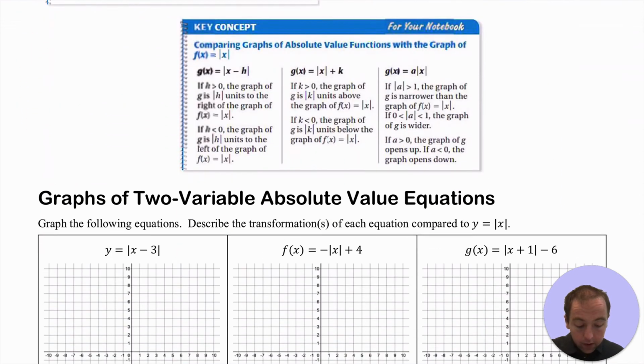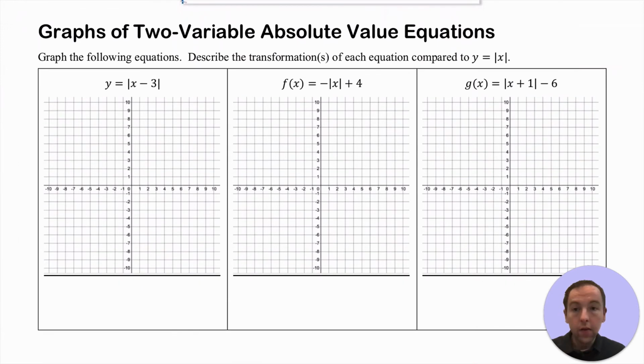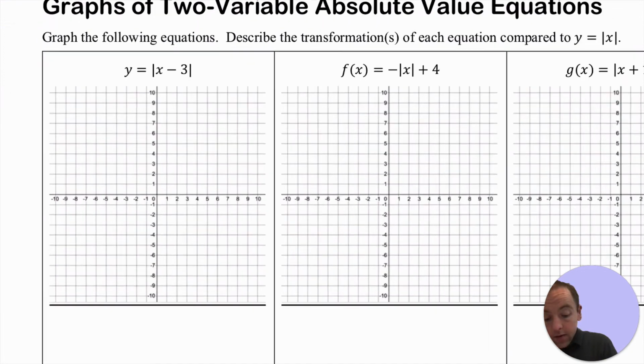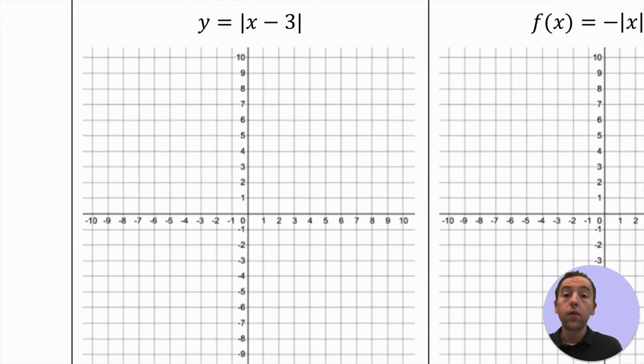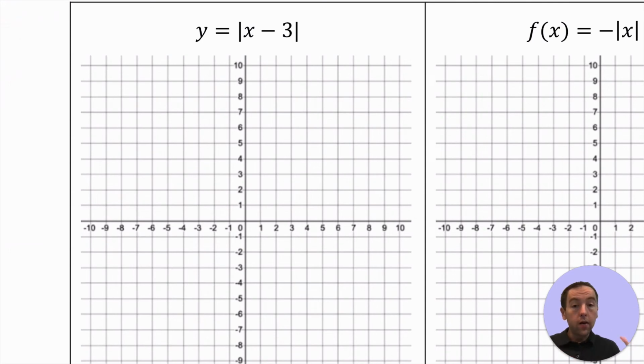So let's take a look at some examples where we are going to graph with all these elements in mind. So we're asked to graph each of the following equations and then also describe the transformations of each equation compared to y equals absolute value x. So in the first equation right here, it's pretty simple and pretty basic because we just have y equals absolute value of the quantity of x minus 3. So if you are adding or subtracting some number inside the absolute value with x, that's going to horizontally move the graph. So when you are subtracting a positive 3, that will move the graph right 3 units. And that's the only thing that's different about this equation compared to y equals absolute value x. So we just need to shift the graph right 3.